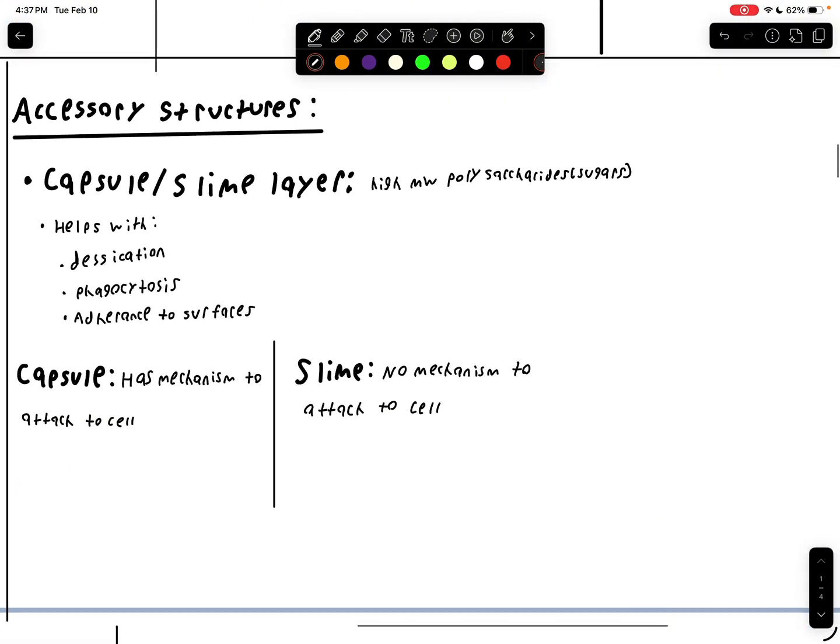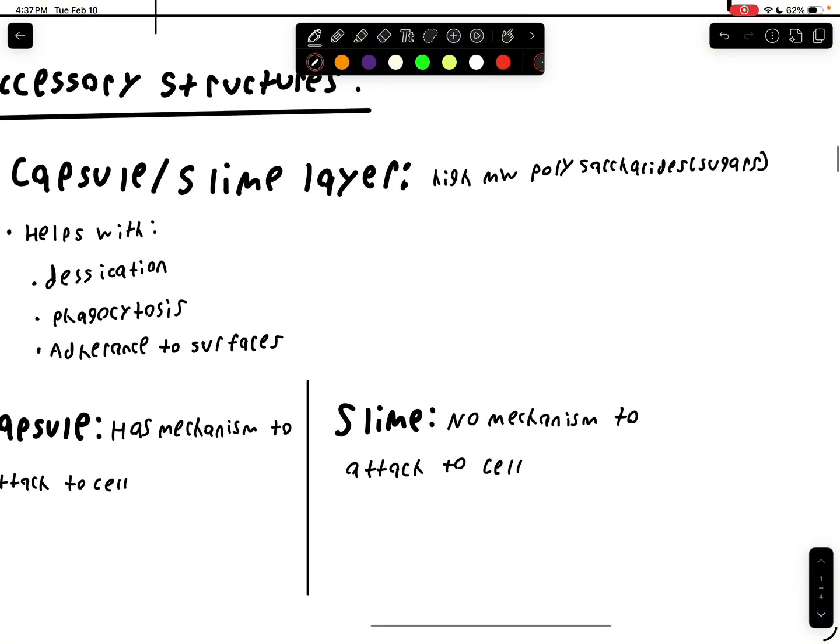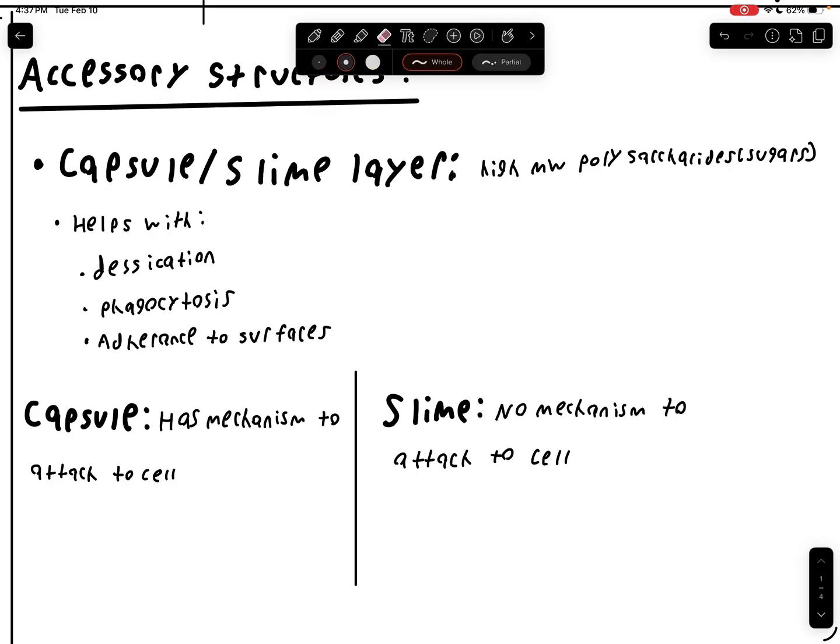So some accessory structures normally appear in bacteria. Again, we don't talk about Archaea that much, so I won't get into the specifics of that, but let's focus on bacteria. They can have a capsule or slime layer. The reason it's capsule or slime layer is because it's technically the same thing. Let's break it down. This layer is a high molecular weight polysaccharide. So think about a bacterial cell spitting out a bunch of sugars. That's what high molecular weight polysaccharides are. What does that help with? It helps with desiccation, phagocytosis, and adherence to surfaces.